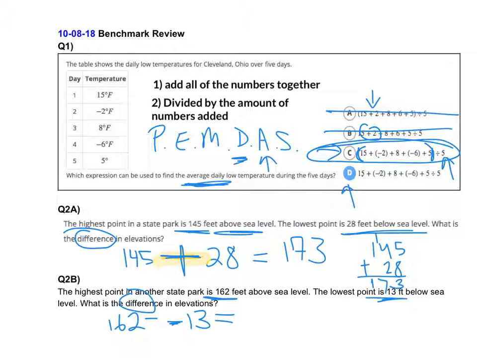And 162 minus a negative 13 is 175. So the difference in the feet is 175 feet for both of those. And we're done.